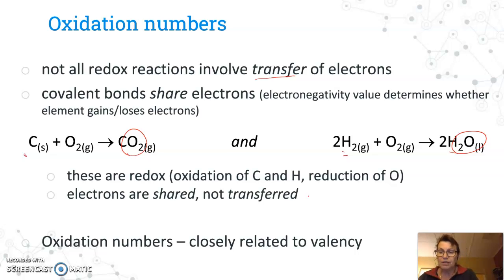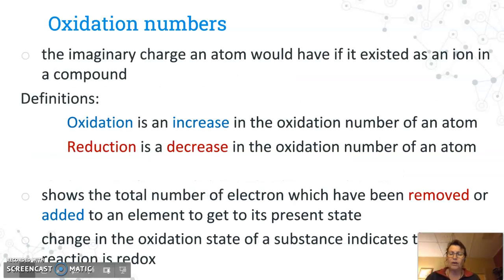A small tip is that the oxidation numbers are closely linked to valency. That gives you an idea of how to work them out. The oxidation number is the imaginary charge an atom would have if it existed as an ion in a compound. So a definition, going back to what we had in the previous video, was that oxidation is an increase in the oxidation number of an atom, and reduction is a decrease in the oxidation number of an atom.